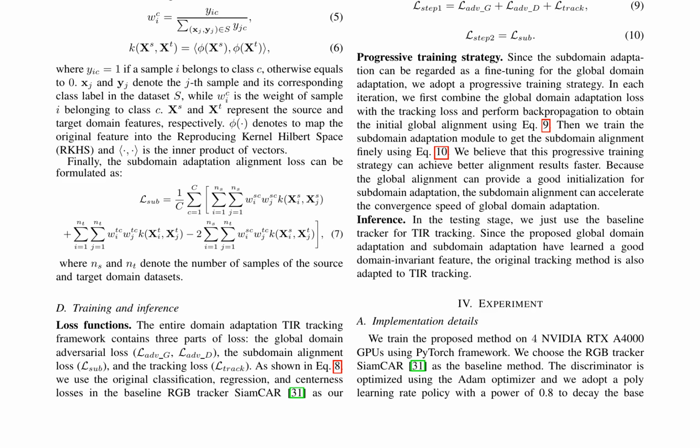The proposed method's superior performance in TIR tracking tasks is attributed to its global and subdomain adaptation strategies. The results demonstrate the effectiveness of the progressive training strategy and the subdomain adaptation alignment loss function in achieving improved tracking accuracy. The proposed method's ability to adapt to different domains and minimize feature discrepancies makes it a valuable contribution to the field of TIR tracking.